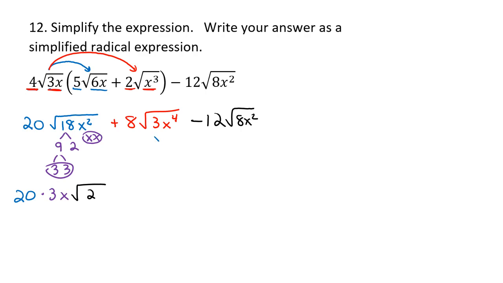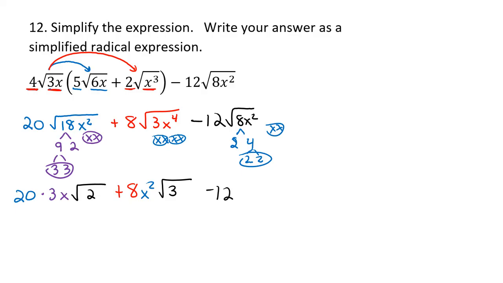3 is as small as it gets. I can't make that any smaller, but I do have 4 x's. That means I can make 2 circles. So I'm going to have an 8x squared, and then I have the square root of 3. For the next one, I have 8, that's 2 times 4, and 4 is 2 and 2, so I have a pair. I have 2 x's, so I have a circle there. So I have negative 12, a 2 comes out, and an x comes out, and then I'm left with the square root of 2, because a 2 didn't get circled.